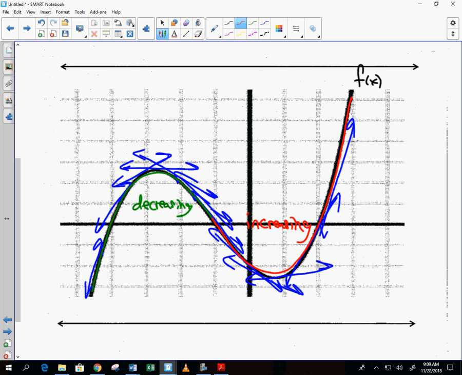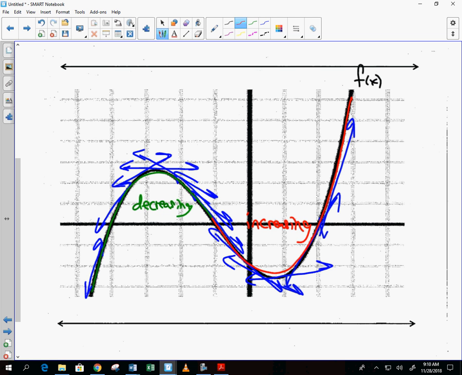This is what we call concavity. Concavity is: if the second derivative is negative, it's concave down. If the second derivative is positive, it's concave up. You could think of it like this, okay? If I were to dump water onto the graph, would this part shed the water or hold the water? Shed the water. We say that's concave down.